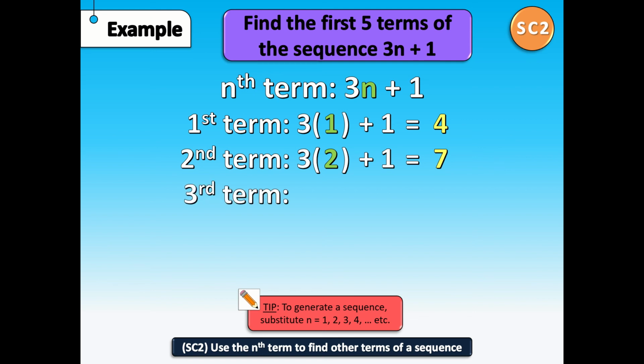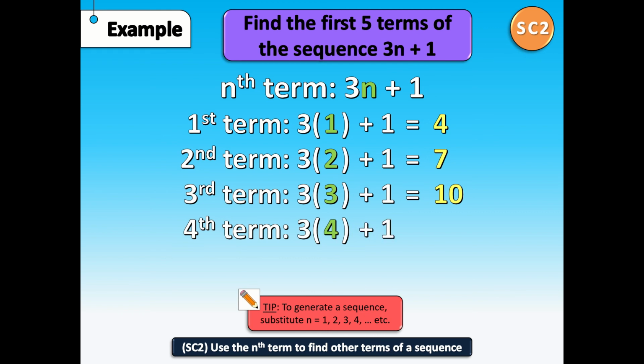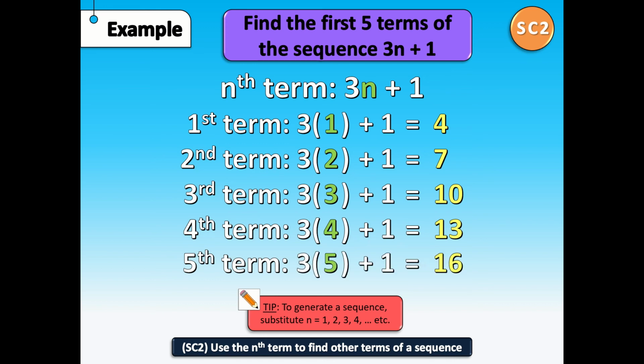To find the third term, we replace n with 3. So we do 3 times 3 plus 1, which is 10. To find the fourth term, we do 3 times 4 plus 1, which is 13. And to find the fifth term of the sequence, we do 3 times 5 plus 1, which is 16. So the first 5 terms of the sequence 3n plus 1 are 4, 7, 10, 13 and 16.